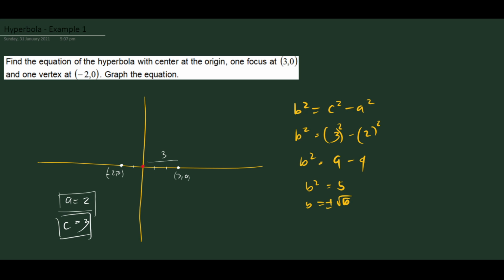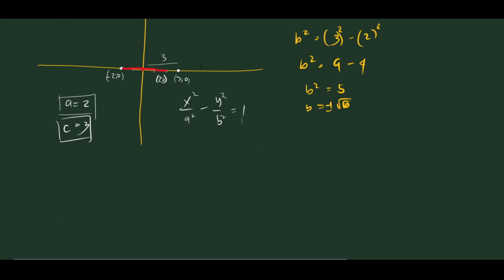Since our focus and vertex are on the x-axis, we can say that our transverse axis is also on the x-axis, because on the positive x-axis our vertex is at (2, 0). If that is the case, then the standard form of this hyperbola is x squared over a squared minus y squared over b squared equal to 1.